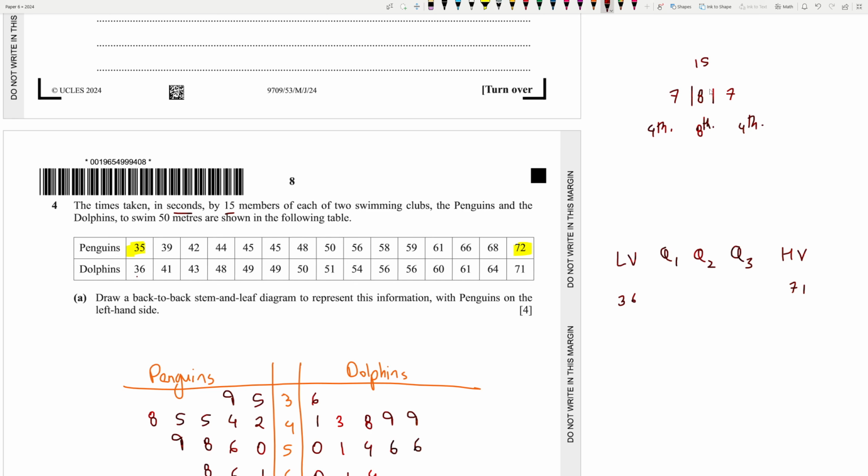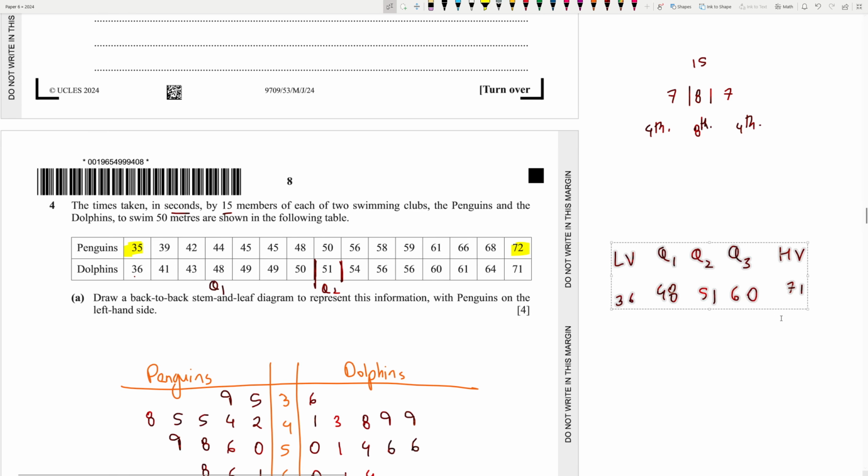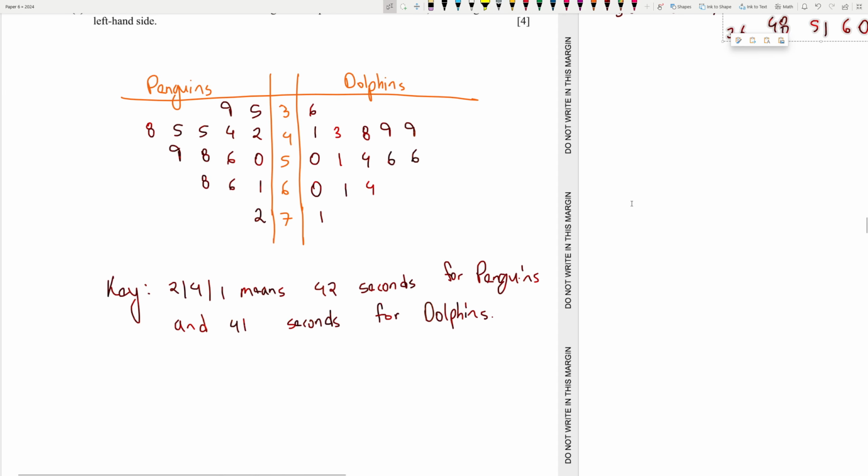So 1, 2, 3, 4, 5, 6, 7. I'm dividing it here. This is Q2, 51. And since there are 7 numbers on the left hand side, the middle value is the 4th value, which is 48, Q1. And then 1, 2, 3, 4, 60. There you go. So I need these values to actually plot this for dolphins.